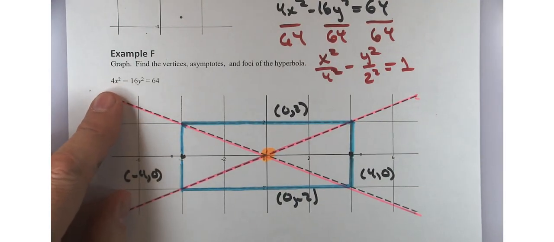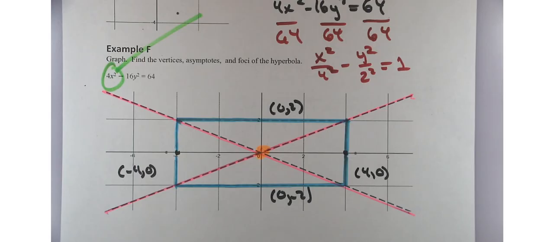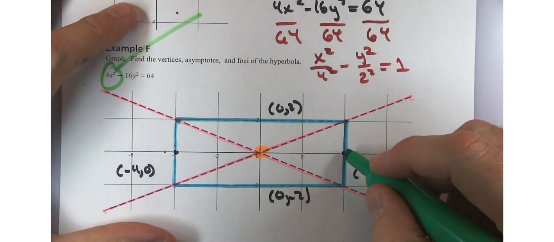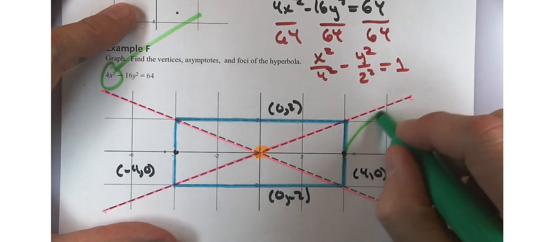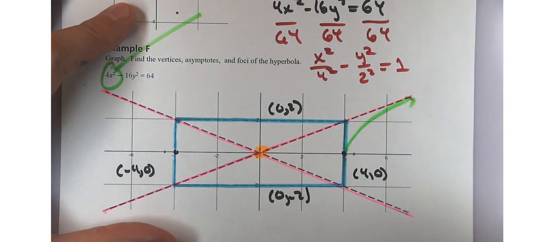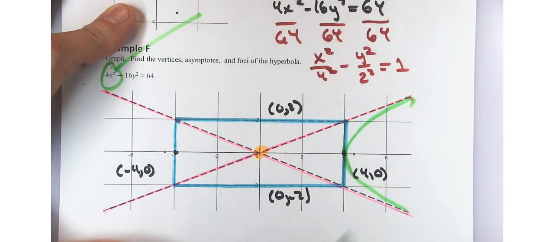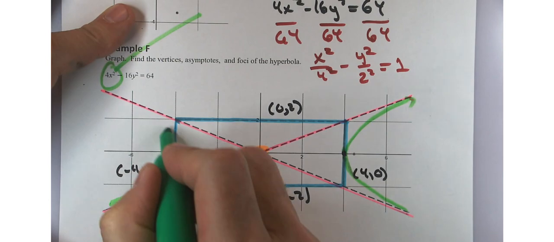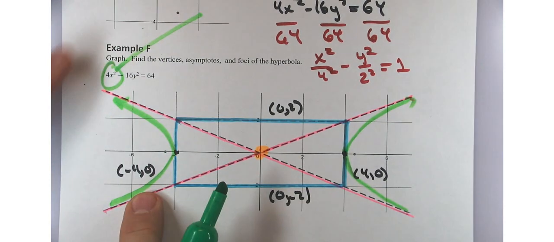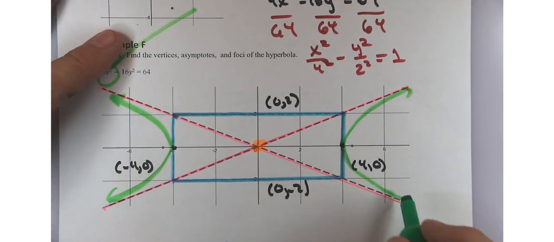Because the x squared term is positive, this is going to open left and right. So we're going to start here at the vertex and draw a parabolic kind of shape that approaches but doesn't quite touch the asymptote here. Likewise down at the bottom, and then again here and up here. Now if you accidentally touch it or cross it, that's fine, but try to make it approach but not touch these lines.